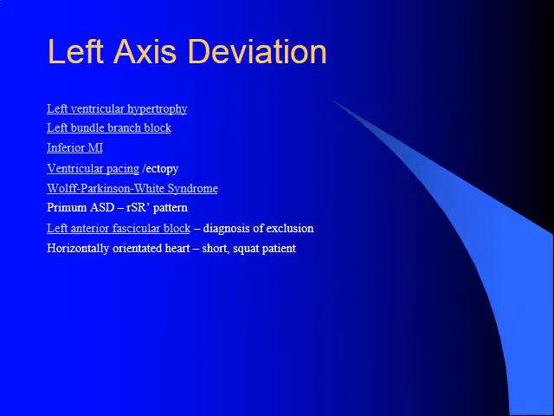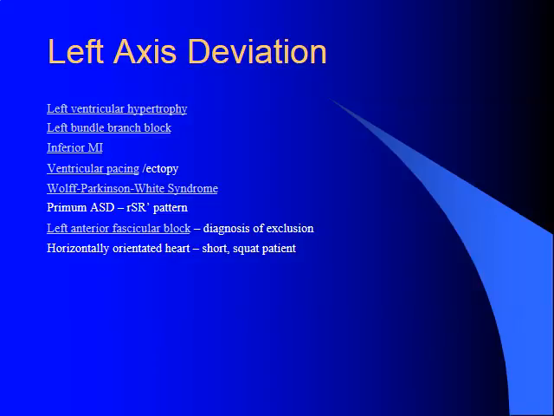So now we're going to look at a few causes of left axis deviation. I have them listed on here. I'm not going to read through all of these, but just know that these are some possibilities and the reasons that we want to look for this axis deviation. It can help us rule in all of these listed here. If you notice, primum ASD, standing for atrial septal defect. This is a congenital defect of the newborn, and it presents with an RSR prime pattern in V1.